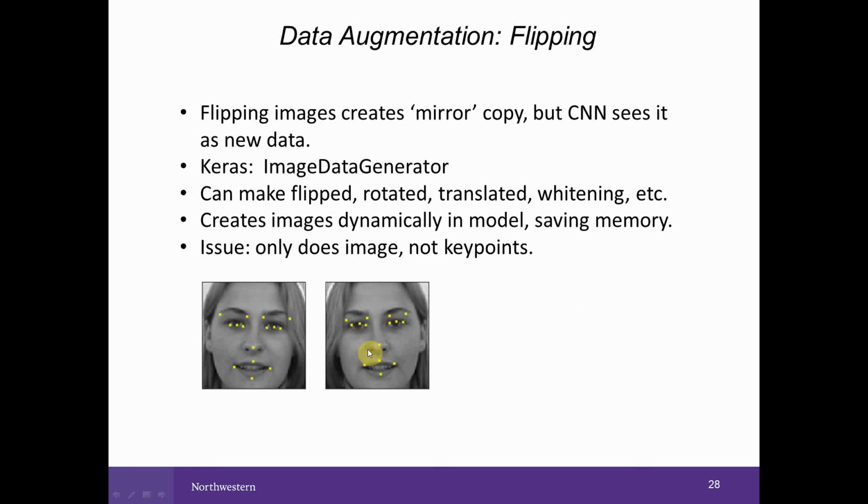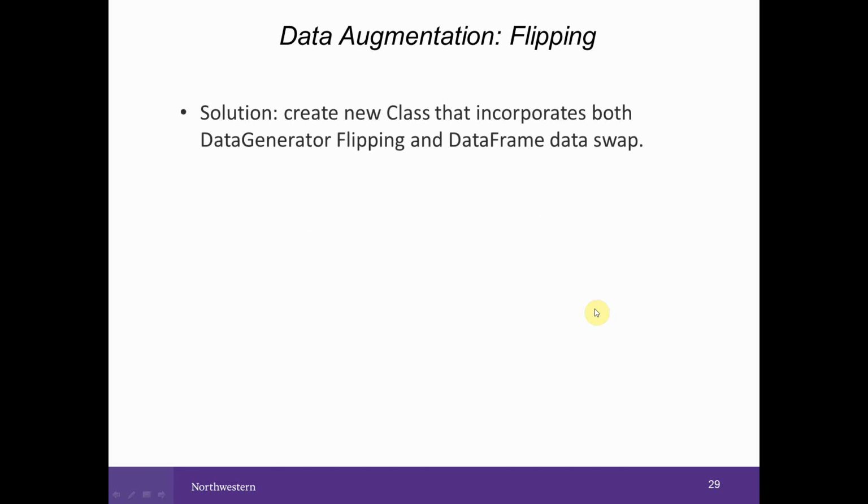Here's one that I manually did. If I took this image and flipped it along with all the data, you could see, okay, that would probably be a pretty good thing to have. However, the Keras image data generator only does the pictures and doesn't do anything with the key points right there. So there's a way to go around this.